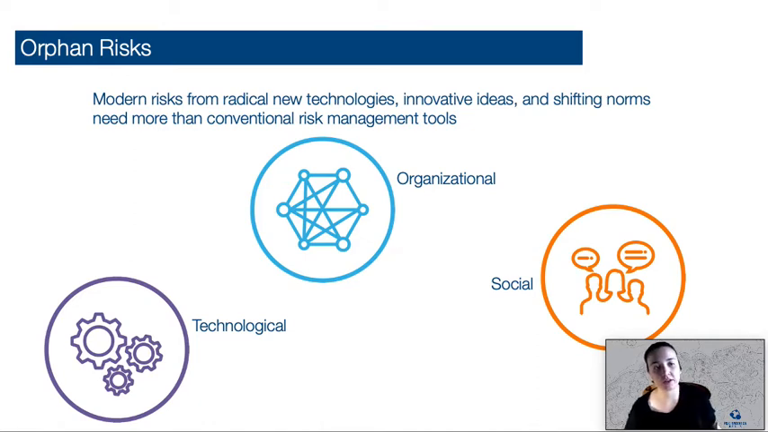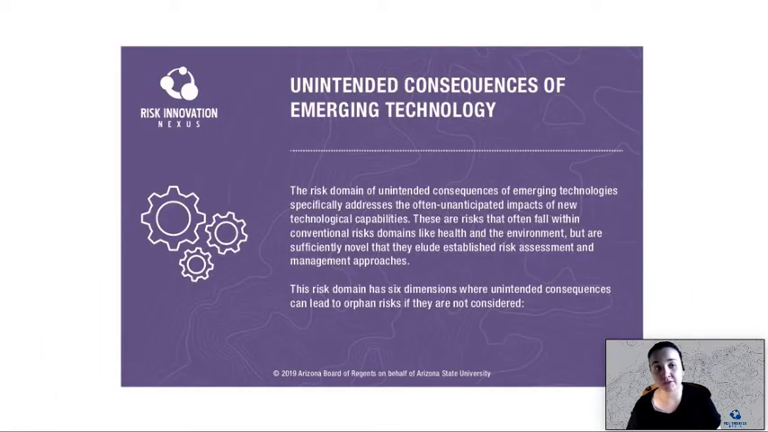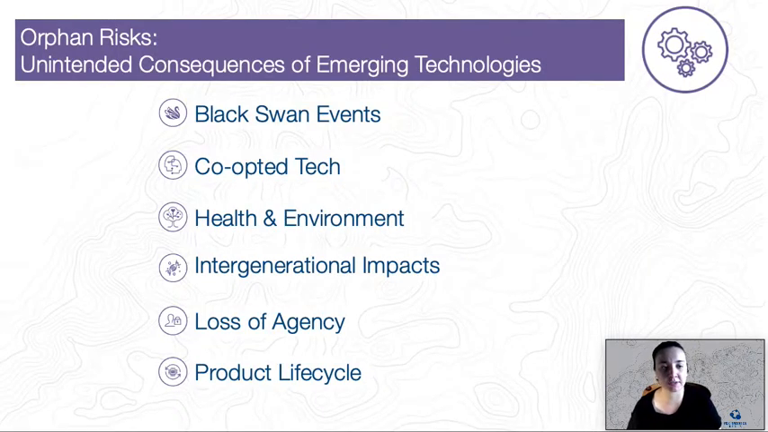Orphan risks that fall under the domain of unintended consequences of emerging technologies specifically address the often unanticipated impacts of new technological capabilities. And quick tip, you can find these color coded in purple on our activities, documents, and on our website. So the six dimensions of risk in this domain are black swan events, co-opted tech, health and environment, intergenerational impacts, loss of agency, and product lifecycle.